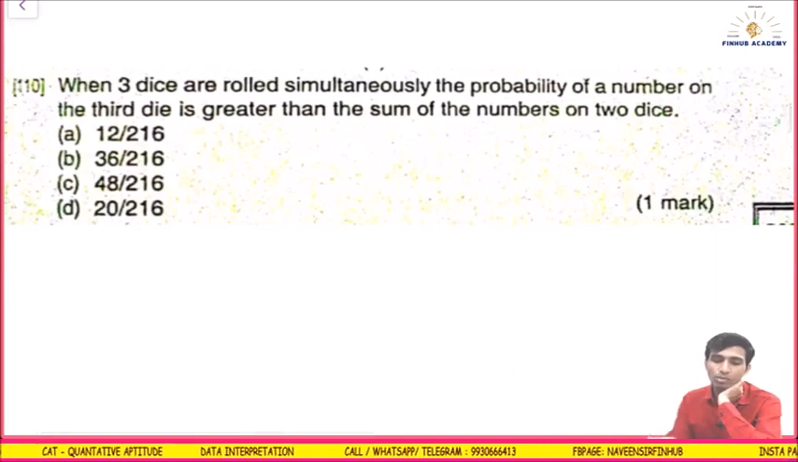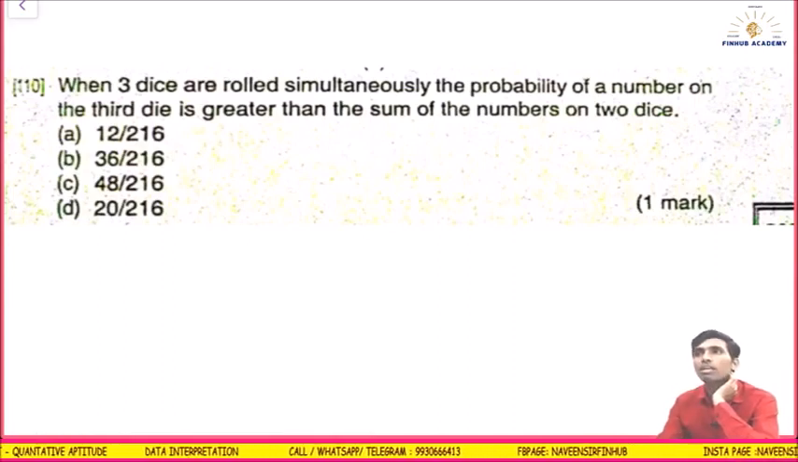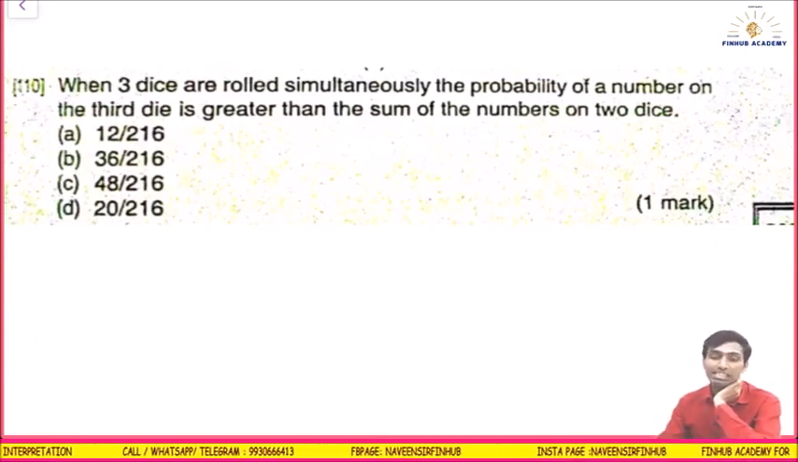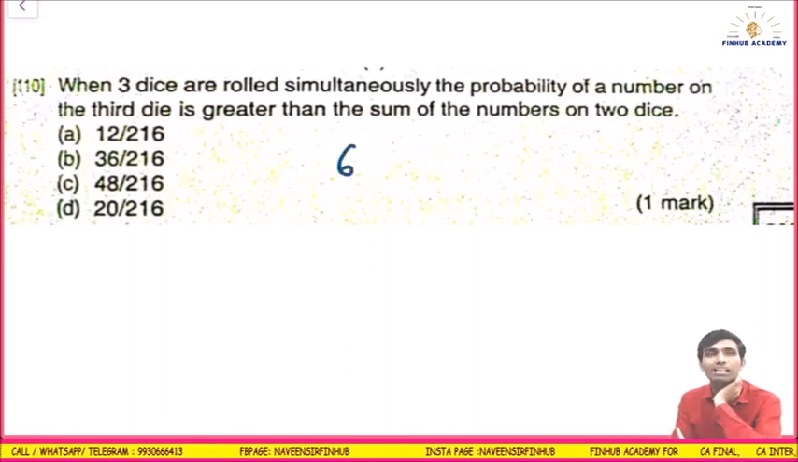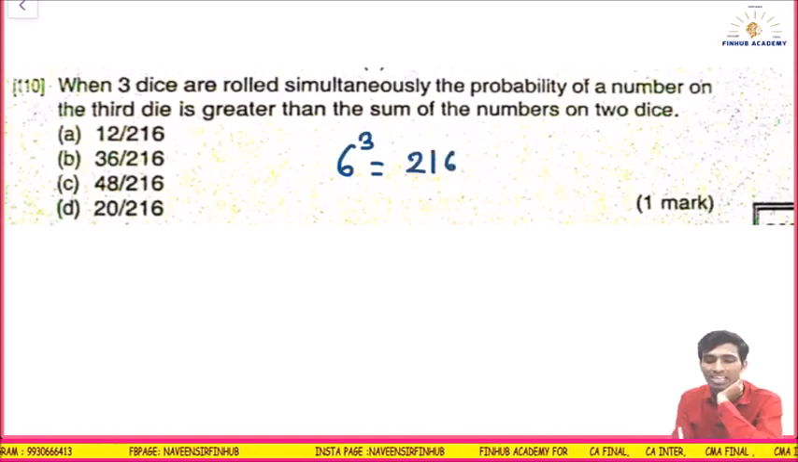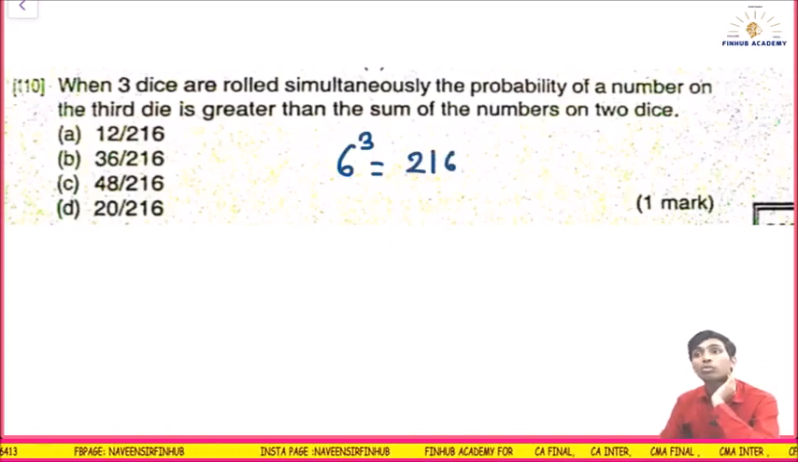When 3 dice are rolled simultaneously, what is the probability that the number on the third die is greater than the sum of the numbers on the other 2 dice? Okay, 3 dice. How will you calculate the sample space? Total outcomes for one die is 6, and how many times are you throwing? 3. So 6 cubed is 216.